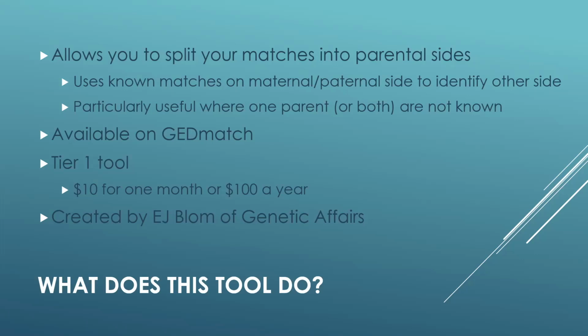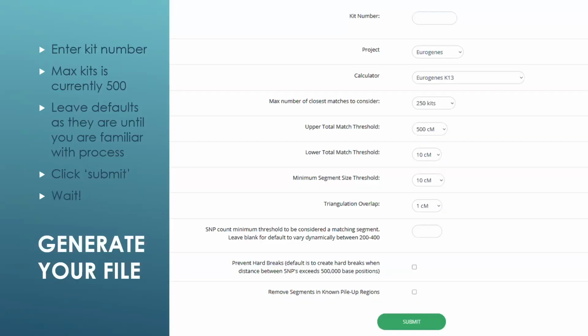Now, in order to use this auto segment split, it is a tier 1 tool, and that means you have to be a subscriber to Gedmatch to generate the file. Now, you can either subscribe to Gedmatch for $10 a month, or they do have a rate where you can pay $100 a year. And this tool was created by E.J. Blum of Genetic Affairs, and that's why then you can do similar things on his own website, Genetic Affairs. And again, that's something that you may want to look at if you like this tool, as we demonstrate today.